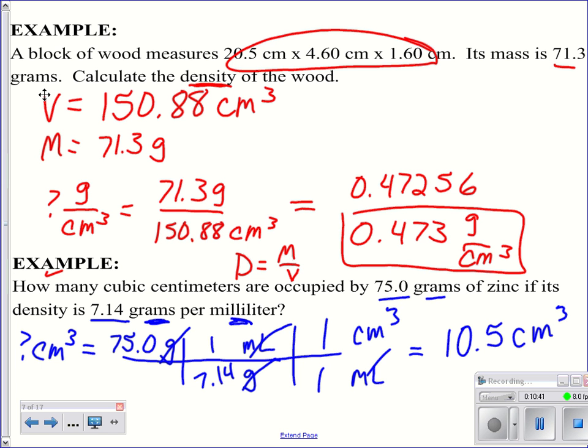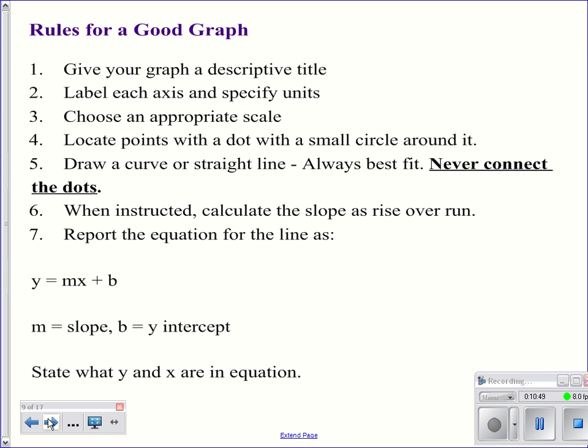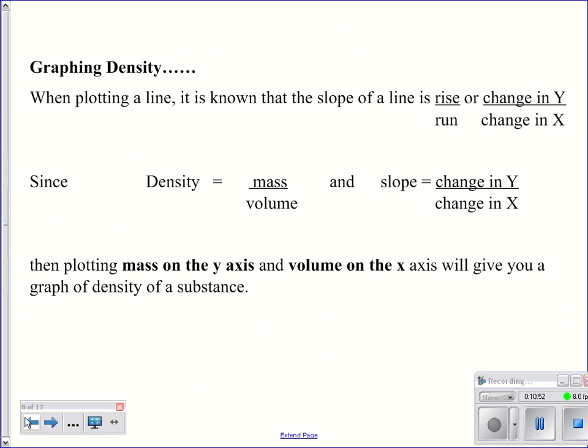If it gave you kilograms and density was in grams per something, you need to make sure that you convert appropriately. So we are done there. What did I skip? Now we're going to go ahead and talk about graphing of density.